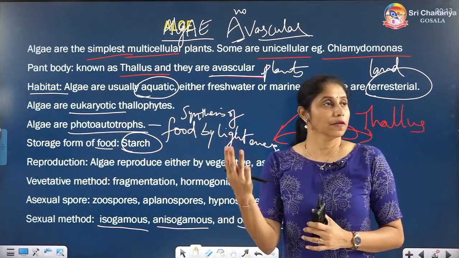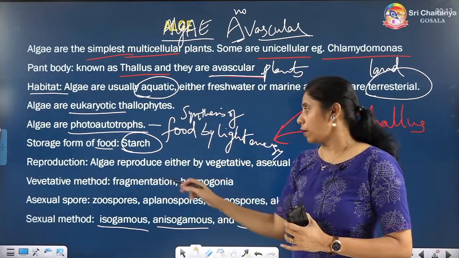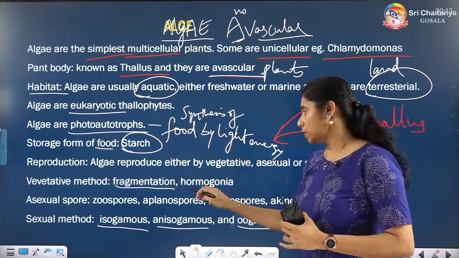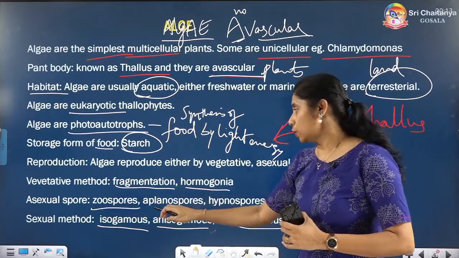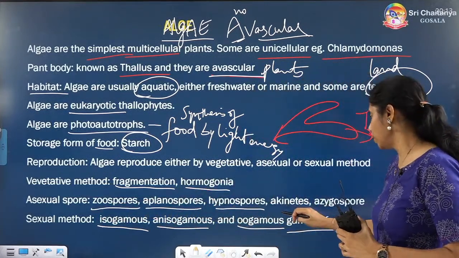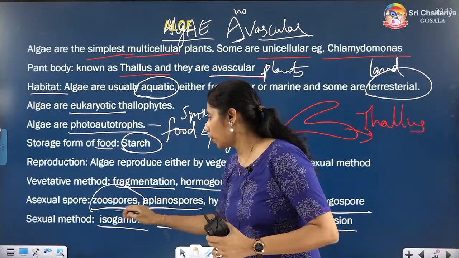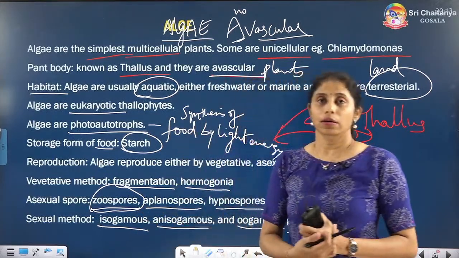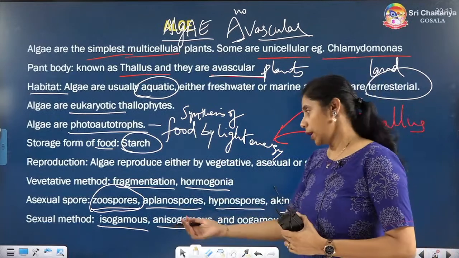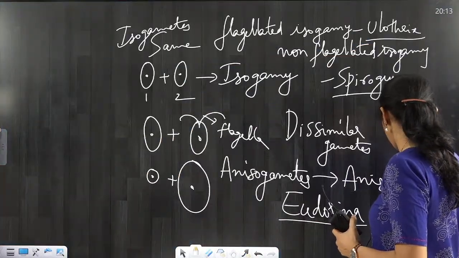We have three methods of reproduction: vegetative, asexual and sexual. Vegetative occurs by fragmentation or else hormogonia, which you will learn later. I told you asexual reproduction is done by zoospores, aplanospores, hypnospores, akinetes, azygospores. But among all these, zoospores are the important ones because they are the only motile spores in the algae. Sexual method, as you have learnt already, is isogamy, anisogamy and oogamy.